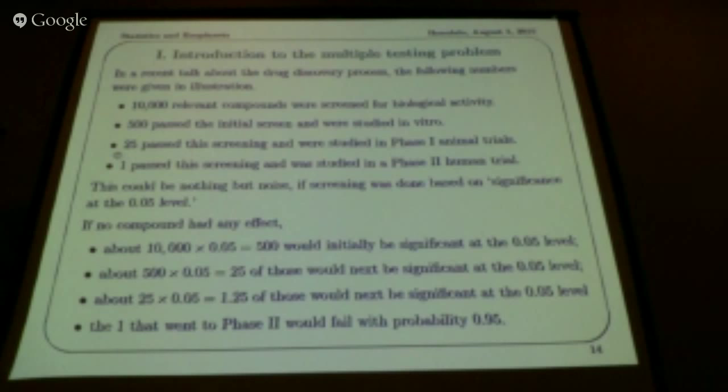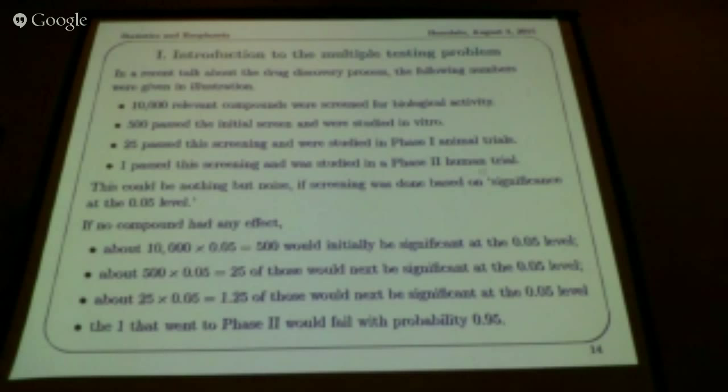25 passed that screening. One passed that screening. Well, 25 times 0.05 is not quite 1.25. It's not even integer. But nevertheless, it's totally compatible with one passing this screening, going to a phase 2 human trial, maybe $50 million. So all this happened, and it's completely compatible with nothing, just noise, with nothing happening at all here. So now we go to an expensive phase 2 human trial, and it will presumably reveal that there's nothing with noise. So that's the multiple testing problem.